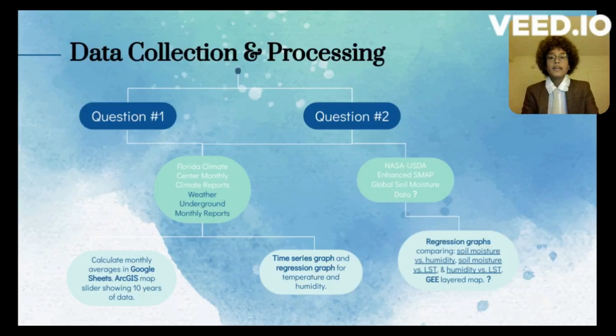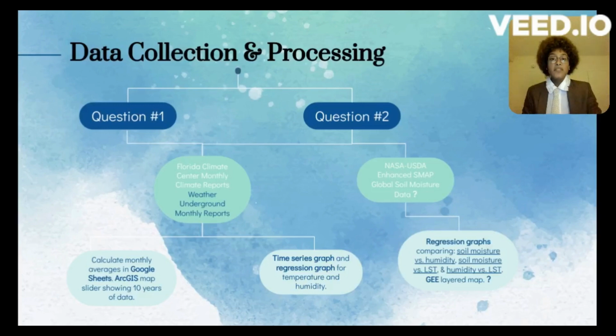Then I created a time series graph and regression graph for both relative humidity and temperature. Finally, my partner Daniel made use of SMAP data to create regression graphs comparing soil moisture and humidity, soil moisture and land surface temperature, and humidity and land surface temperature, and finally a Google Earth Engine layered map to depict all of these data sets. It's also important to note that he sourced both the land surface temperature data from Landsat satellite data on Google Earth Engine, as well as humidity data from Google Earth Engine.